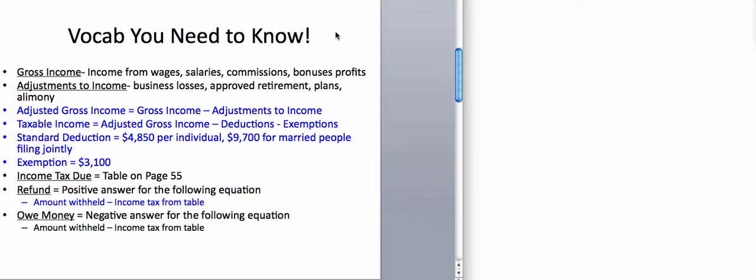Today we are talking about Section 2.3, which deals with federal income tax. We'll get going here. The vocab you need to know is a lot of stuff that you're going to have to make sure you get down. Remember, things that show up in blue are key information, such as equations and so forth. We will be talking about deductions and exemptions.